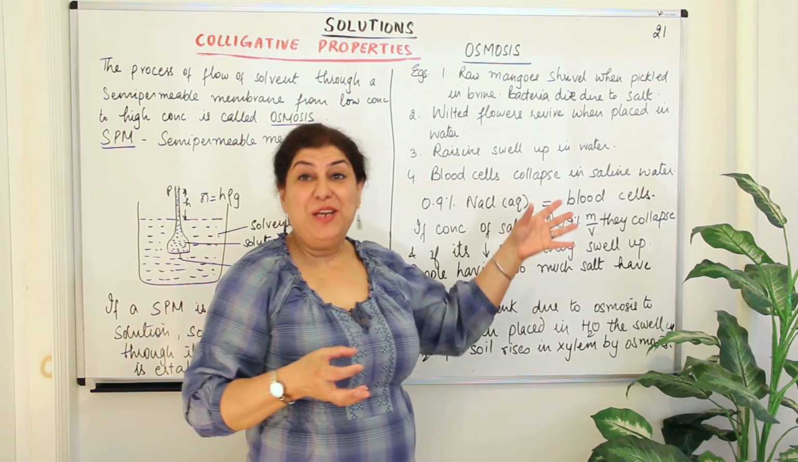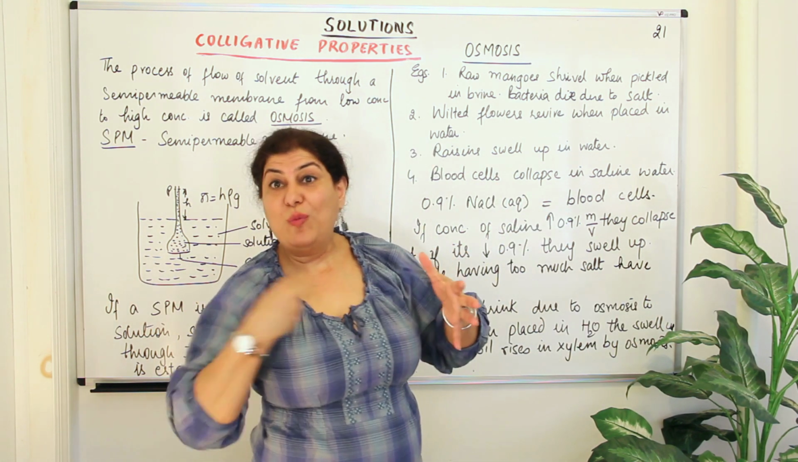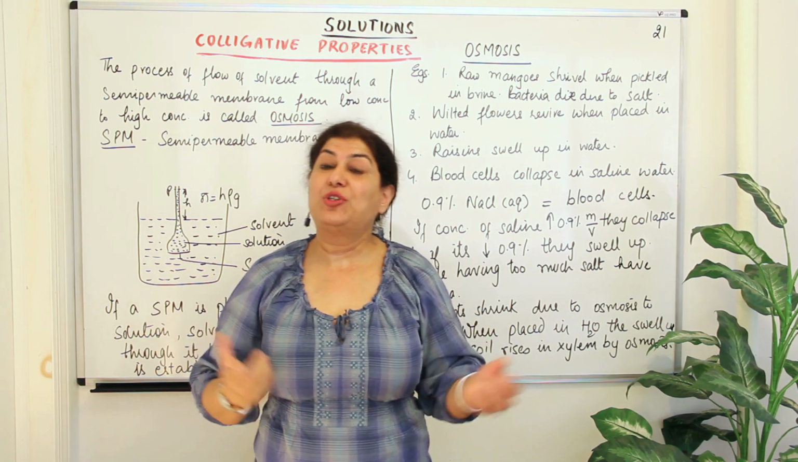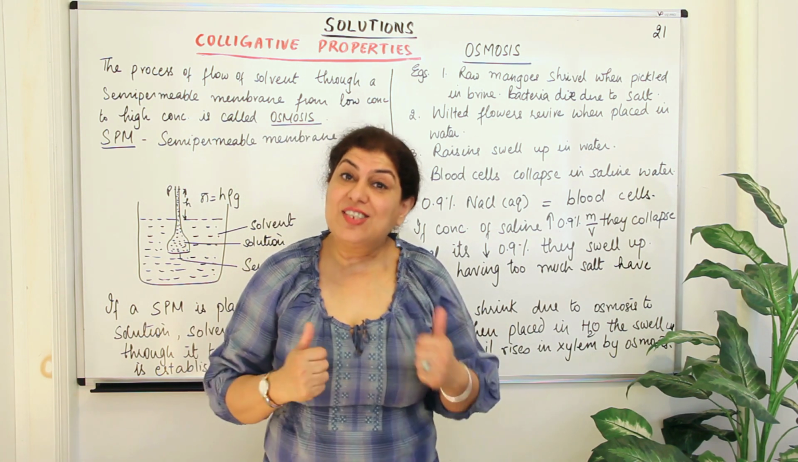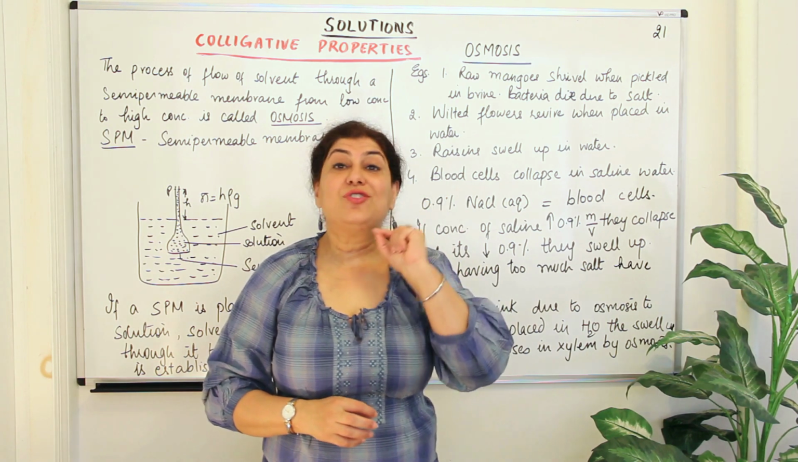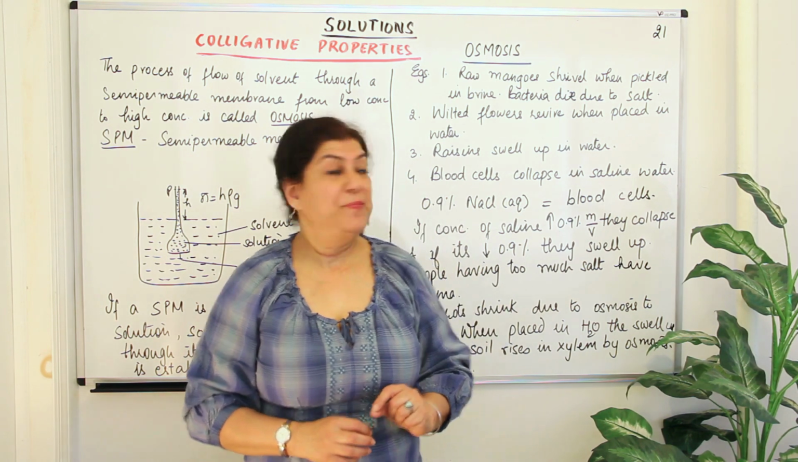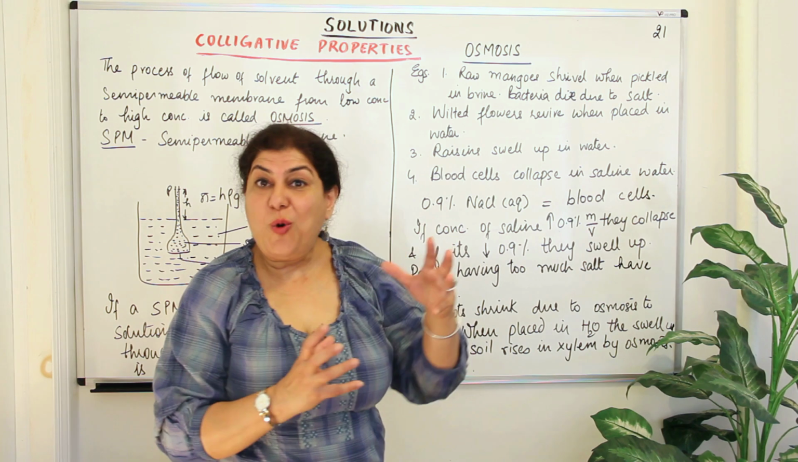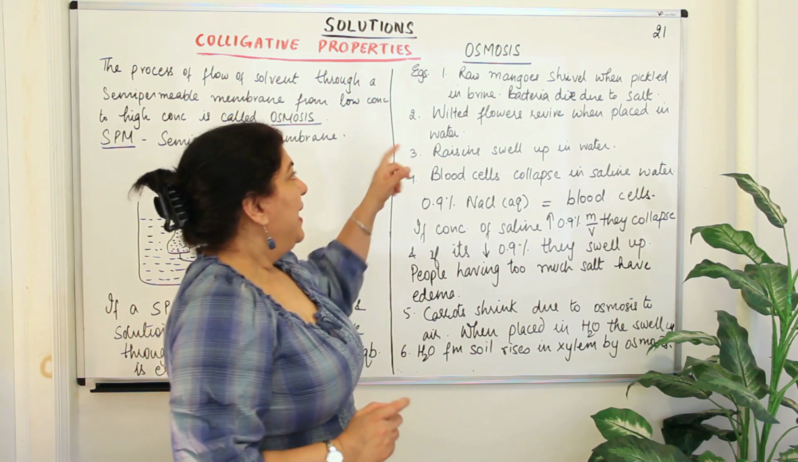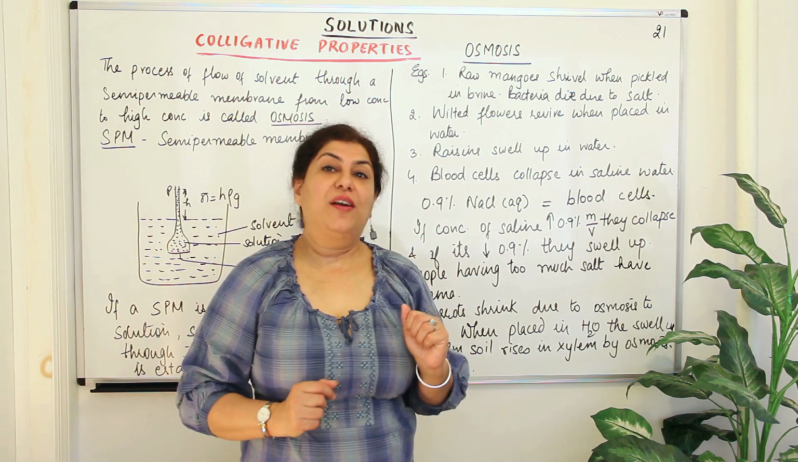It is almost similar to that, all of the solvent is automatically removed, and therefore the bacteria are killed. And that's the reason why pickled food does not get spoiled easily. So that was pickling and how osmosis is important here. Another example is wilted flowers or wilted plants.